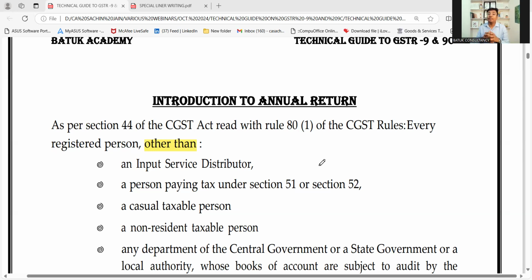This video will be very helpful because we'll discuss the clause by clause analysis of GSTR 9 and 9C with the concept of provision of law. We have divided this video in two parts. One is related to GSTR 9 and the second will be related to GSTR 9C.